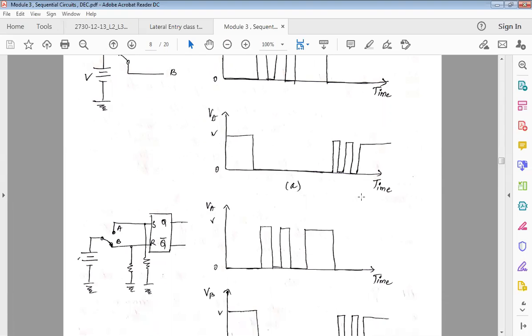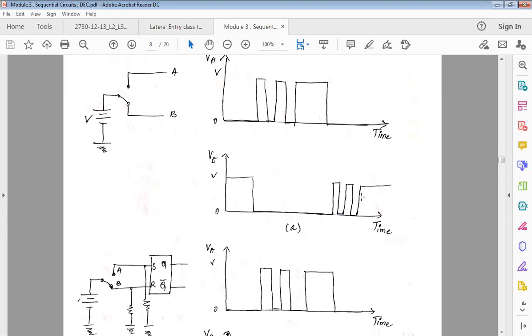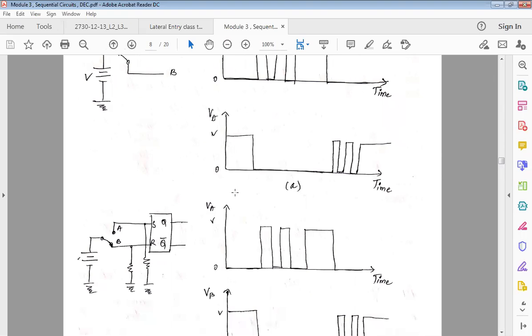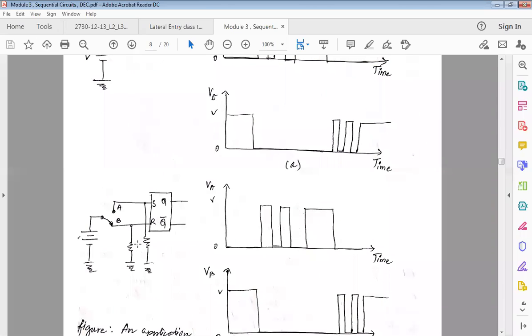Now this effect can be nullified. This kind of spikes, we do not need them. Either we want it to be completely off or we want it to be completely on. So this kind of effect can actually be nullified when we use an SR flip-flop. In an SR latch or SR flip-flop, the values are held.